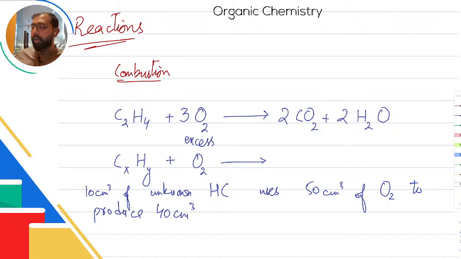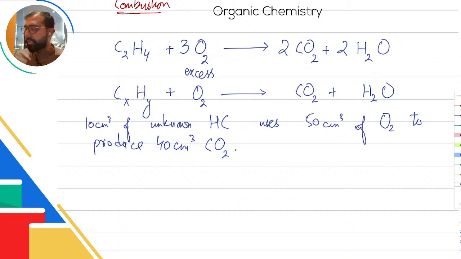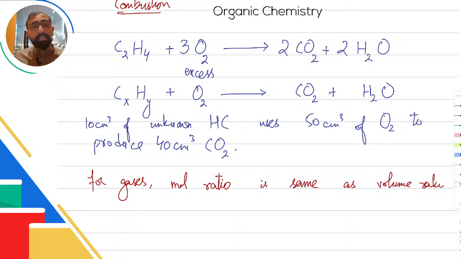Okay, it is a hydrocarbon. Let me write the equation. Carbon dioxide plus water. What about the numbers? It's straightforward. I will use something called Avogadro's law. Avogadro's law is pretty straightforward. It says that for gases, mole ratio is the same as volume ratio, which means that the ratio of gas volume that I have is the same as the ratio of moles that I have.